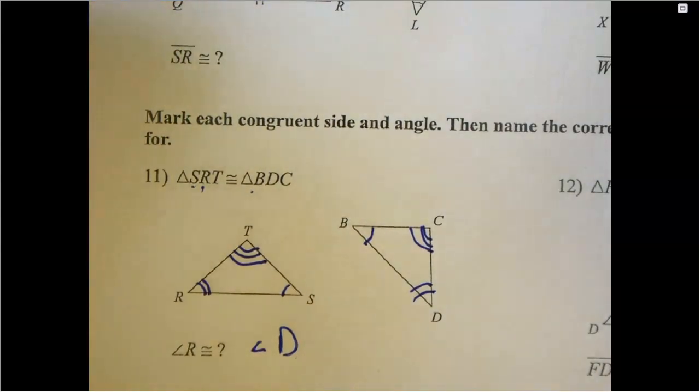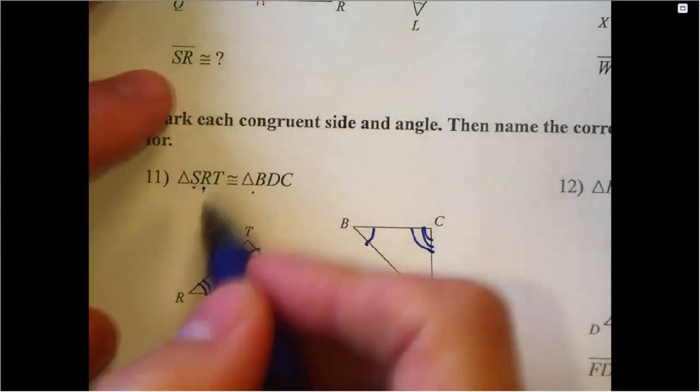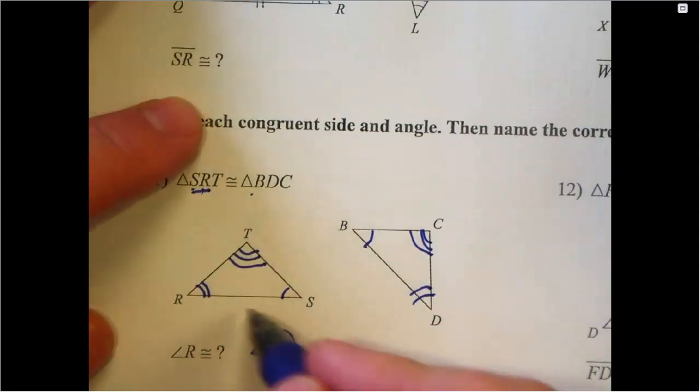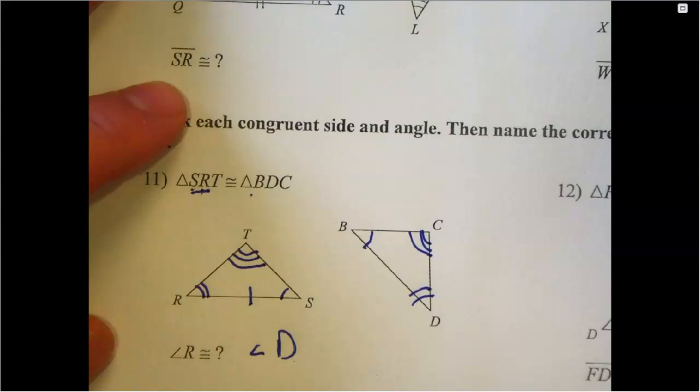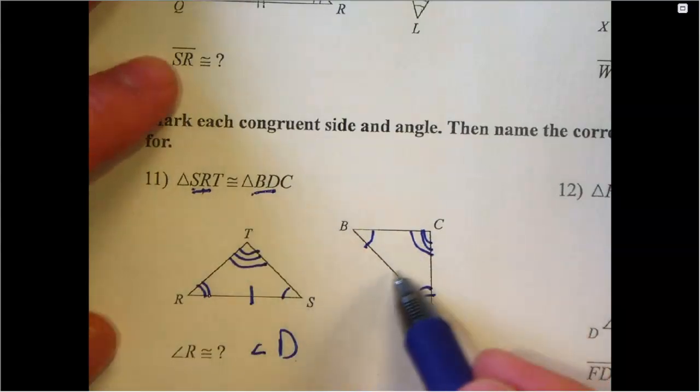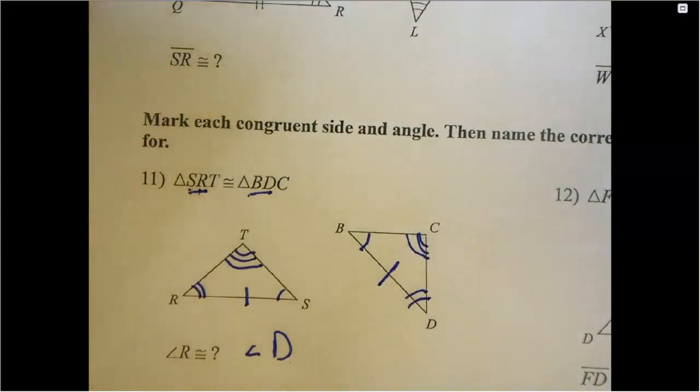But I have sides to do also. So you should have tick marks on it as well. And I'm going to do the same thing. I'm going to go in order. So SR is the first pair of letters. I'm going to put one tick mark. And then BD is the first pair of letters, so I'll put one tick mark there. That says those are equal.